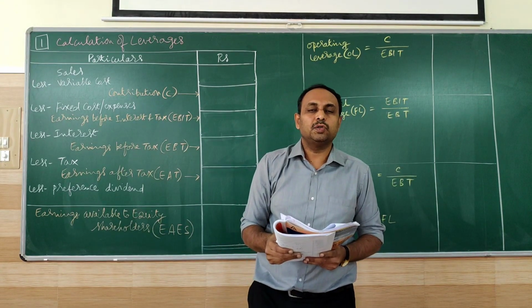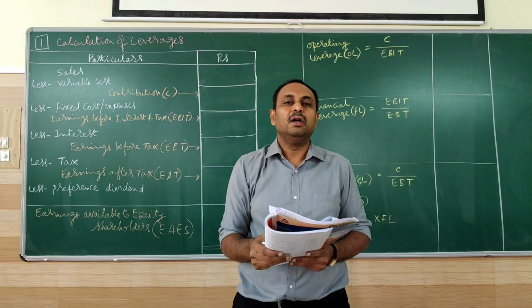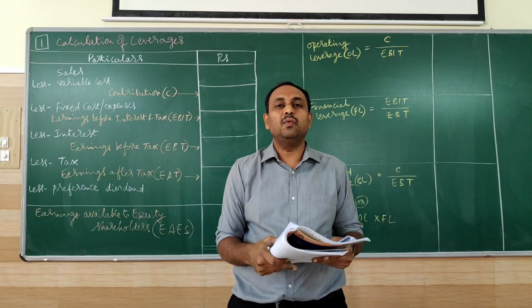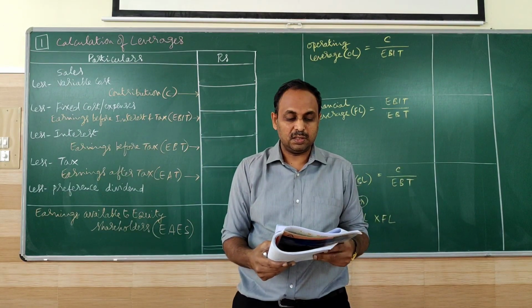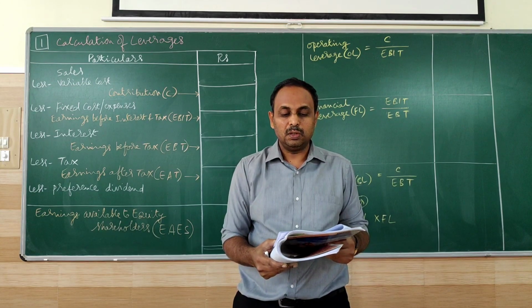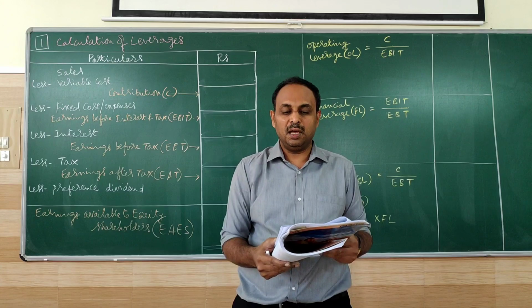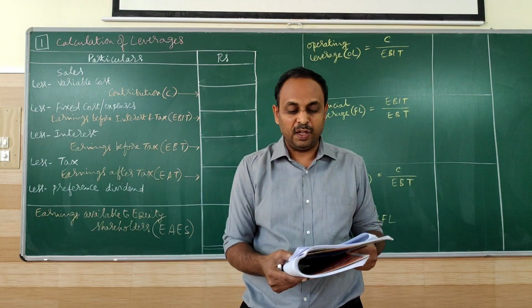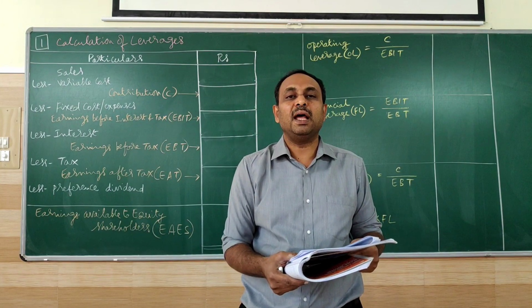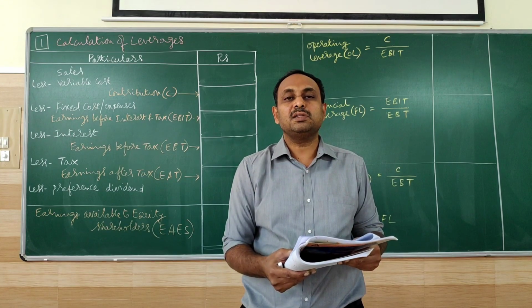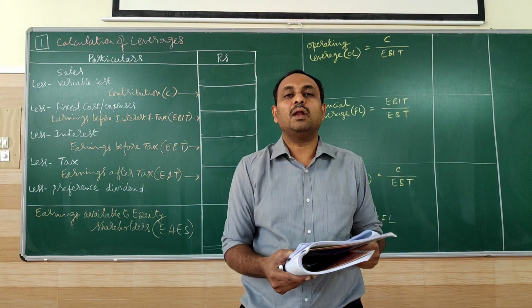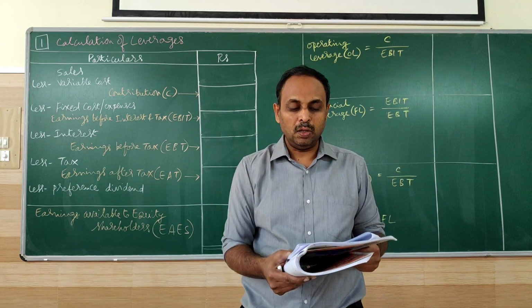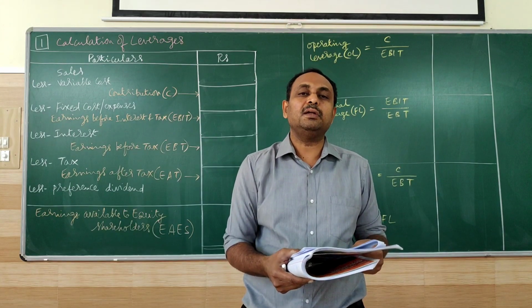We will have problems on the calculation of leverages. So here I'll go with problem number 1, a simple one to start with, then we'll go for the advanced ones. Z company gives you the following information for the year ended: sales of rupees 10,50,000, variable cost 7,67,000, fixed cost 75,000, interest 1,10,000, tax at 30%. Calculate all the leverages and interpret the results.